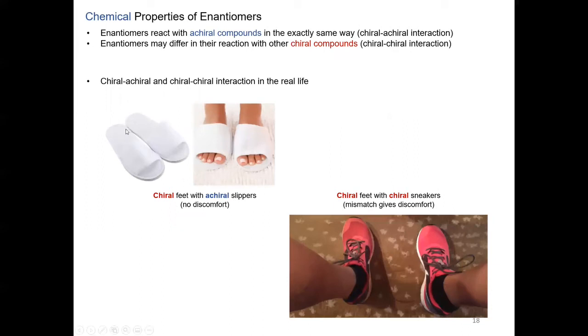Some real life examples. Many hotels have achiral slippers. You have your chiral feet, but you wear these achiral slippers and they both feel comfortable. That's what we call a chiral-achiral interaction. But that's a different case for your running sneakers or your shoes. Your shoes have left and right feet, so you have chiral feet, and your shoes are also chiral.